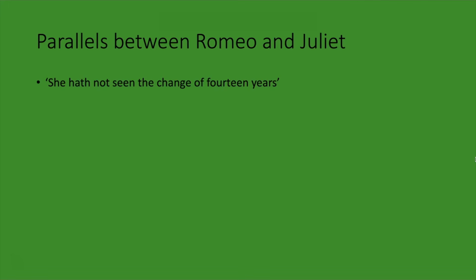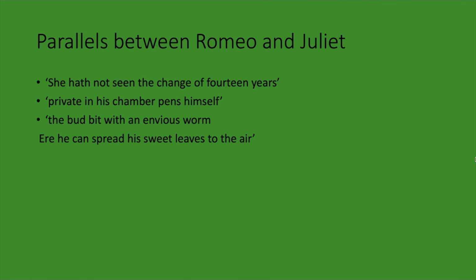Now, we don't have a clear indication of Romeo's age, but we can be certain he is still an adolescent like Juliet. One piece of evidence for this is that he still lives with his parents, seen when they tell Benvolio in Act 1, Scene 1 how Romeo, private in his chamber, pens himself, meaning he locks himself in his bedroom. Secondly, as Susan Snyder points out in Shakespeare, A Wayward Journey, in the same scene Montague says that Romeo is like the bud bit with an envious worm, ere he can spread his sweet leaves to the air. This imagery suggests Romeo has not yet arrived at maturity. He's still a bud. A bud is a part of a plant which has not yet developed into a leaf or flower.